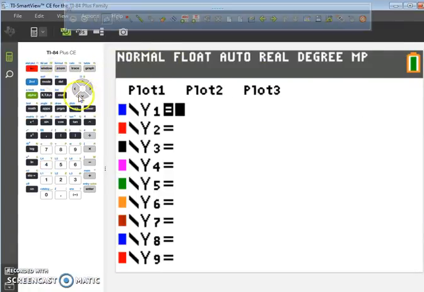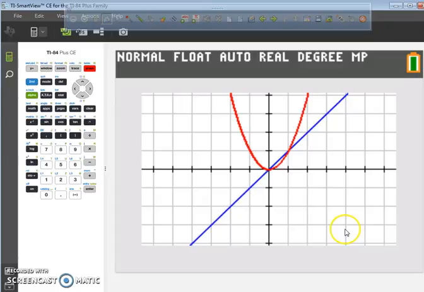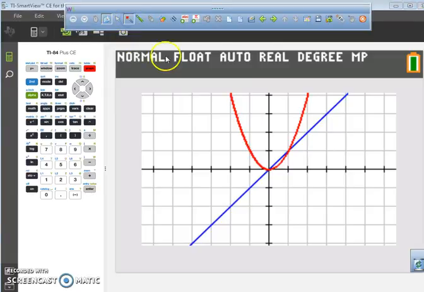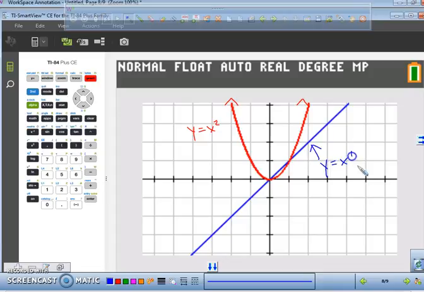If I go to y equals and I go y equals x squared, notice, what's this degree? This degree is even. Okay, graph. What do you notice about this? This right here, this is y equals x squared. Okay? This line right here is y equals x to the first.